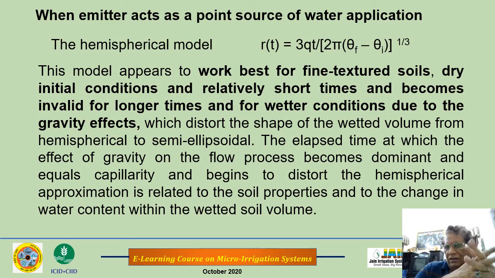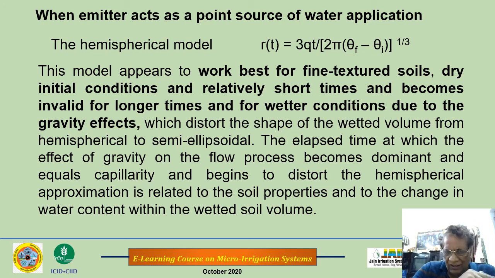Now coming to the further mathematical relationships of the hemispherical model. The model appears to work best, not for all conditions, but for fine textured soils, dry initial conditions and relatively short times, and becomes invalid for longer times and for wetter conditions due to gravity effects. What they are saying is, if it is a lighter soil, the shape of the wetting will be closer to a hemisphere in the initial stages, but if you keep on irrigating for a longer time, the shape deforms because of gravity. The shape gets deformed and is no more a hemisphere, and it cannot be equated to a hemisphere.